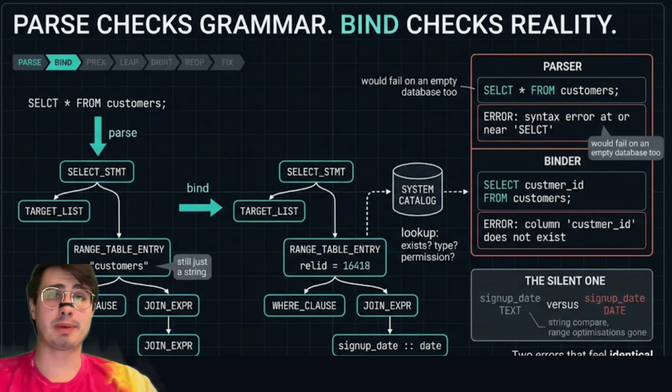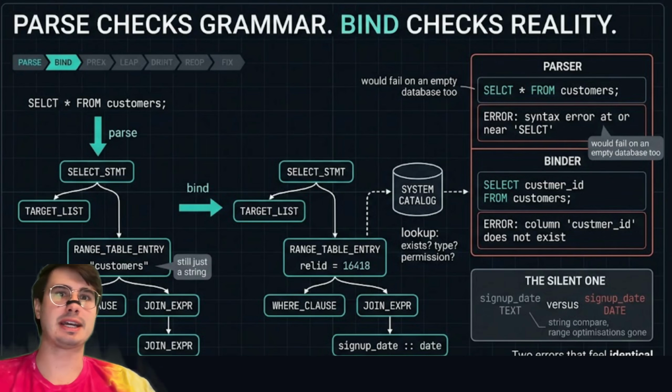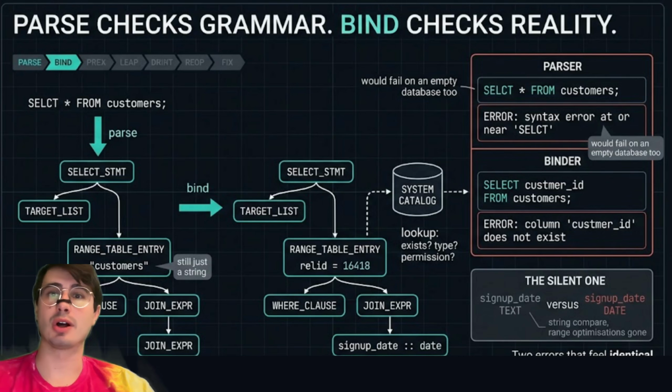And then one that really will bite you in production is that if you drop or recreate a table or change a column type, the text of your query hasn't changed, but the binding result has. Cached plans have to be invalidated, and if the engine gets that wrong, or if you're using prepared statements with a plan cache, you can get errors that look like the database has lost its mind, but it hasn't. It's holding onto a binding from a schema that no longer exists.